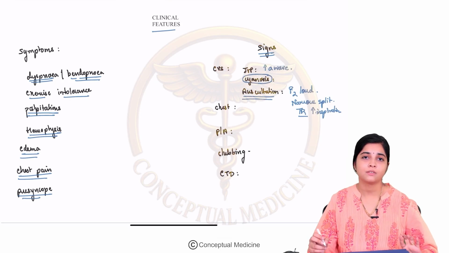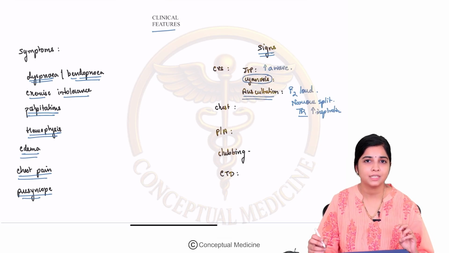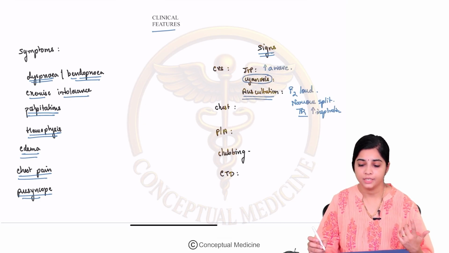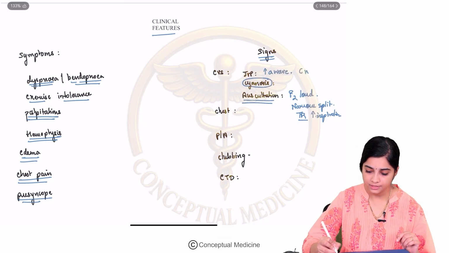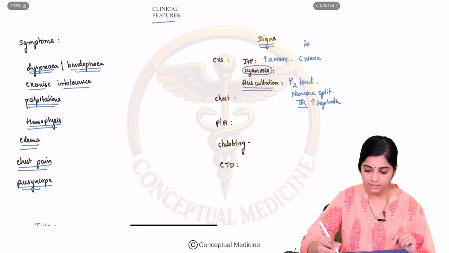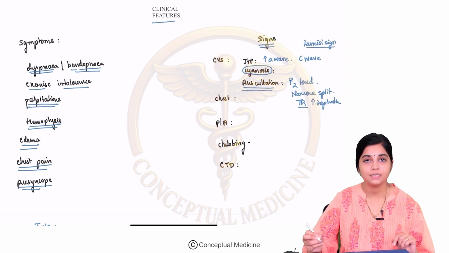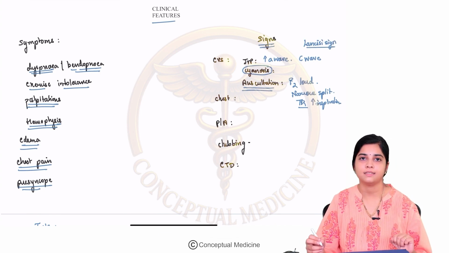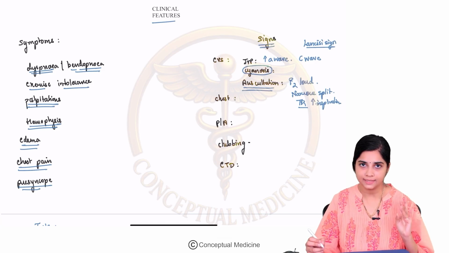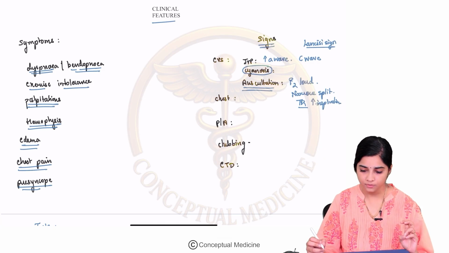Now, if the patient has gone to the stage where there is development of a TR murmur, then what wave becomes prominent in your JVP? It is the C wave. And this prominent C wave is what we call the Lancisi sign. So, there can be development of a TR murmur, and there can be development of prominent C waves on the JVP.